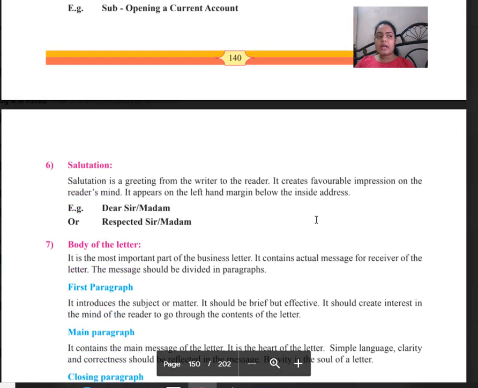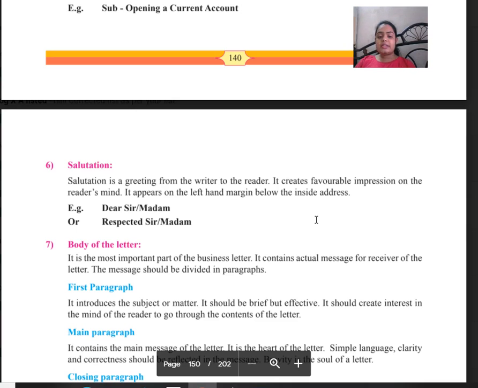So now we have studied firstly the heading, then the telephone number, fax number, email ID, website. We have seen that on the left side of the letter we give the phone number of the company, and on the right side we give the address and the website. Then we give the reference, and in the middle we write the subject. Then next we give the salutation, respected sir, madam, dear sir, madam, whatever is required.